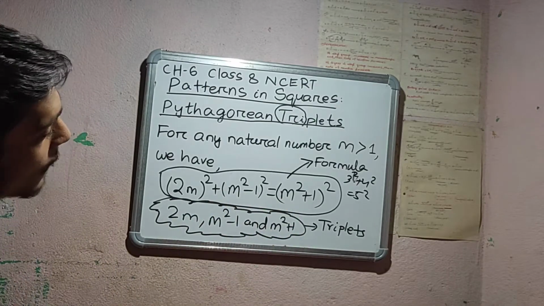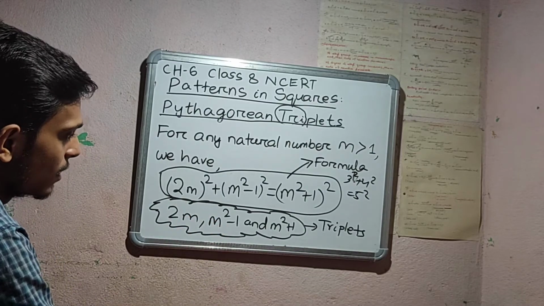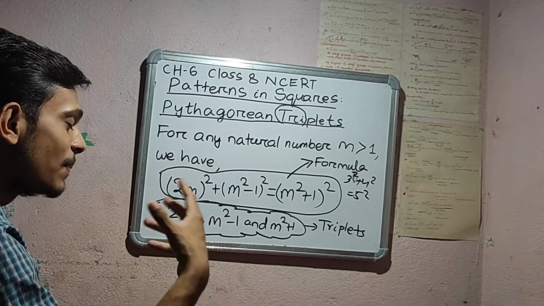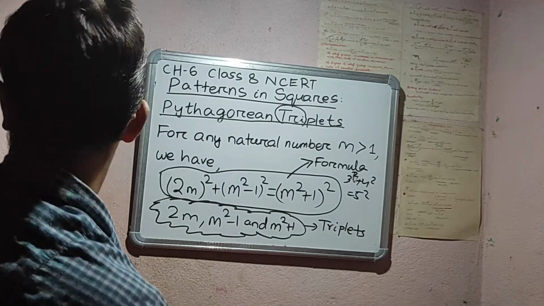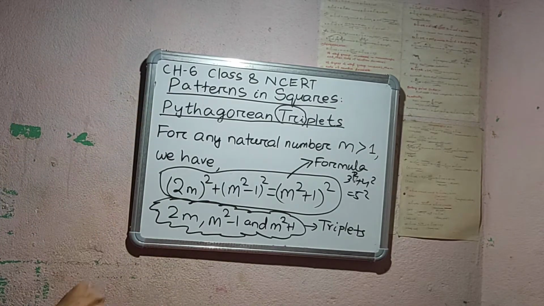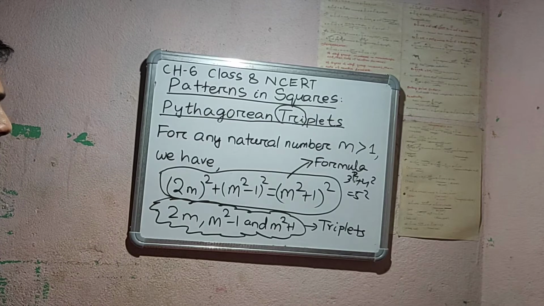But not all Pythagorean triplets can be found by using this formula. It depends upon the question. So let us consider some examples. When you understand one example, then you can solve any type of question regarding this.